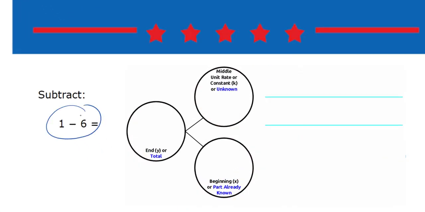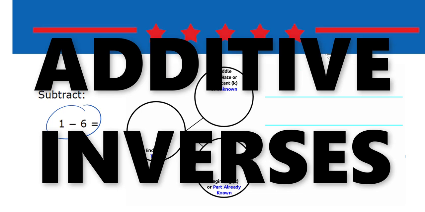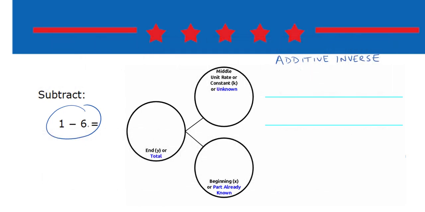Whatever equation or problem is given to you, I'm going to show you exactly a process for how you can go through it and turn it into an addition problem. We're going to use additive inverses. I'm going to take the problem they gave us, 1 minus 6, write it down, and then rewrite it so that it's an addition problem, and it's not read as a subtraction problem.